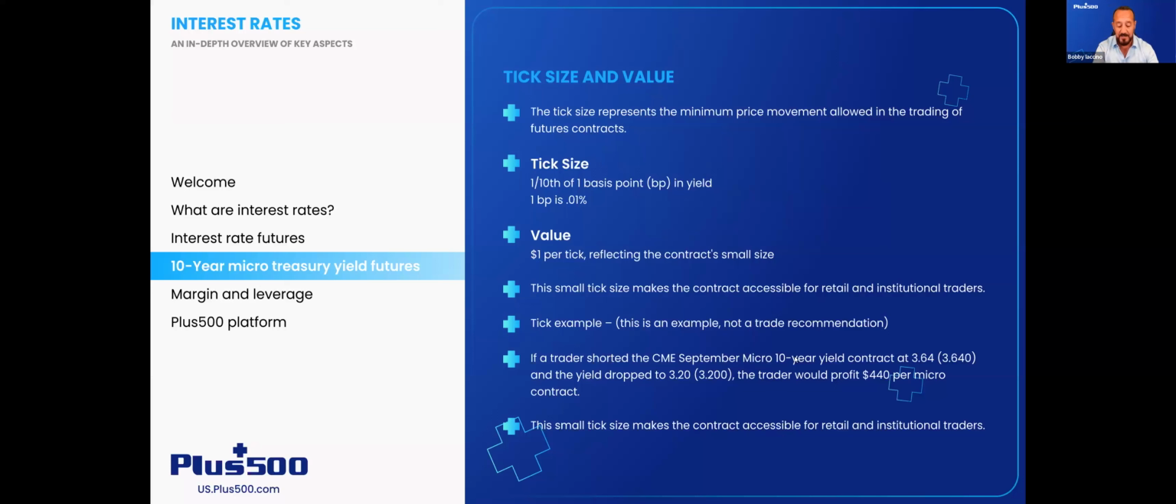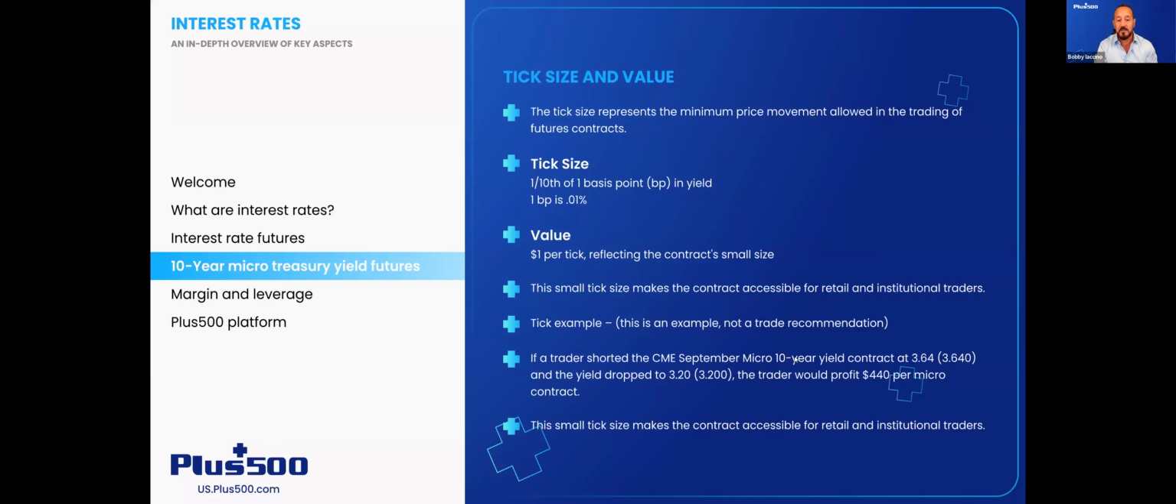Okay, so for example, the other day, I sold a micro yield contract at 4.393. Okay, so when it went there, I was putting on a short position, and it went from 4.393 to 4.392, it moved 1 tick or $1. When it went from 4.393 to 4.293, it moved 10 basis points or $10.